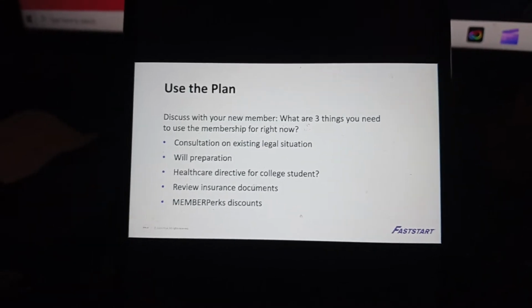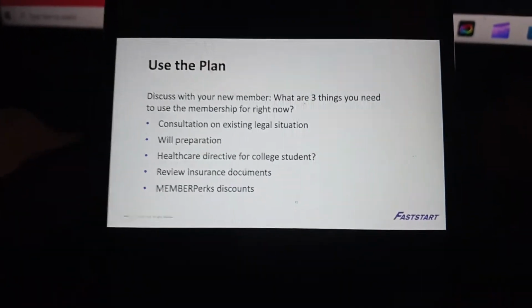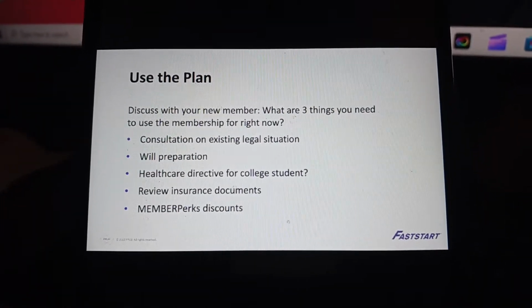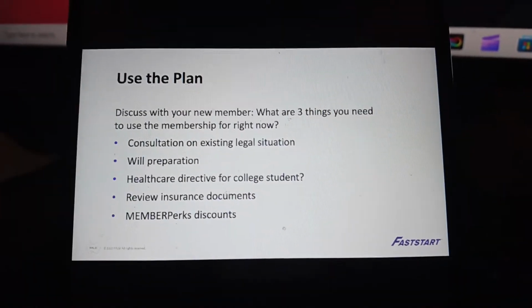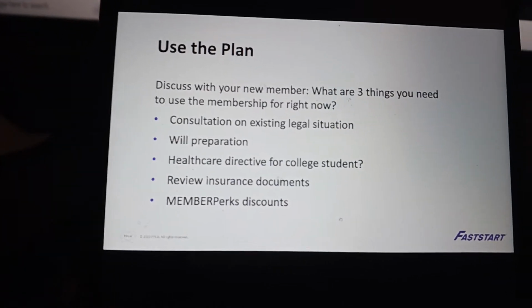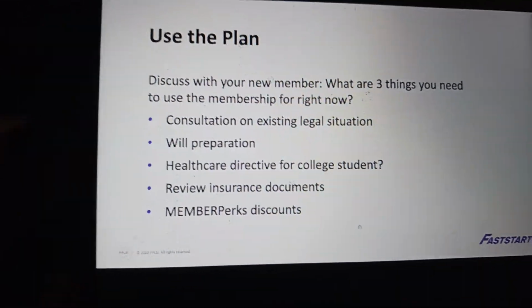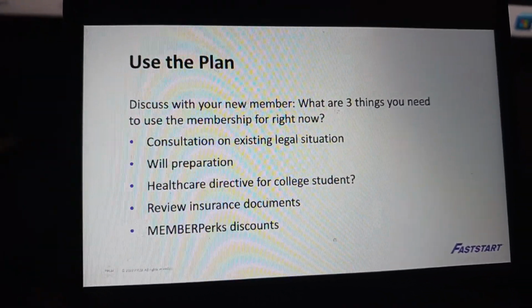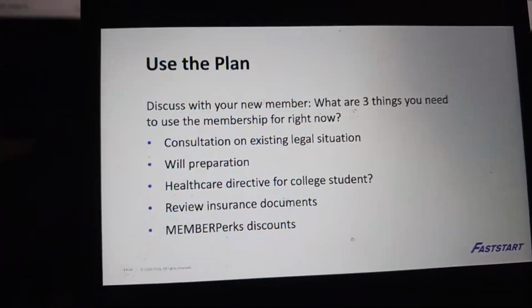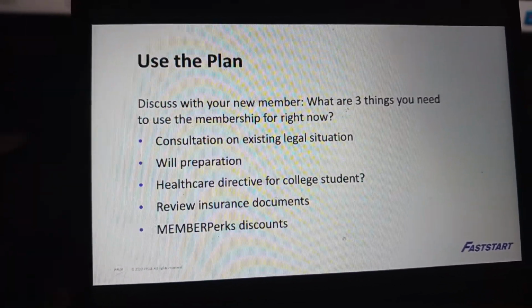Okay, you want to make sure that they use the plan. So what are 3 things that your member can use the membership for right now? Consultation on an existing legal matter, right? Getting their will prepared, healthcare directives for college students, reviewing their insurance documents, using member perks. These are all things you can talk to your new member about so that they use the membership immediately.